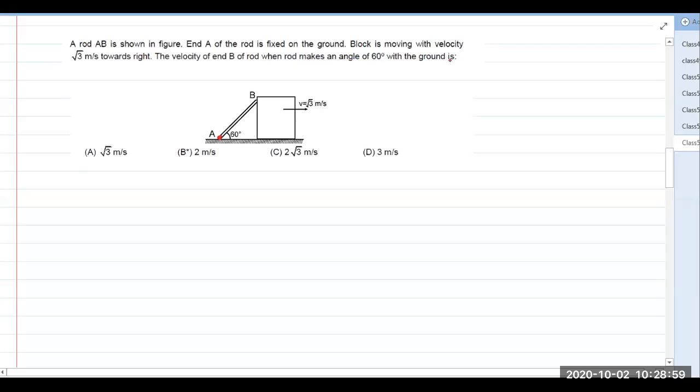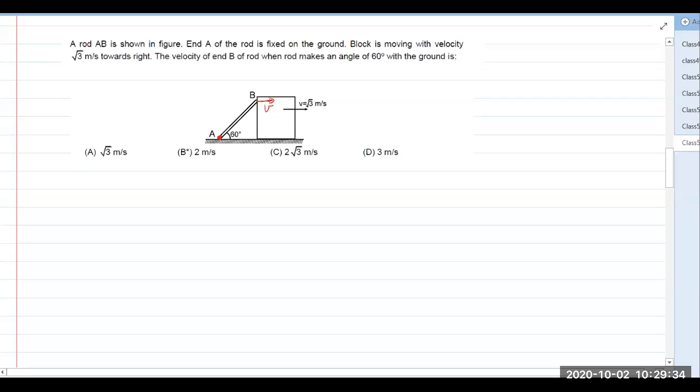Okay. So this kind of question, how to solve it? We can solve it with different approaches, and I will discuss two of them. Suppose the velocity of this block is given, that is √3 meters per second. Since end B is in contact with the block, end B will also have the same velocity v. So what will be the velocity of end B when the rod makes an angle of 60 degrees?